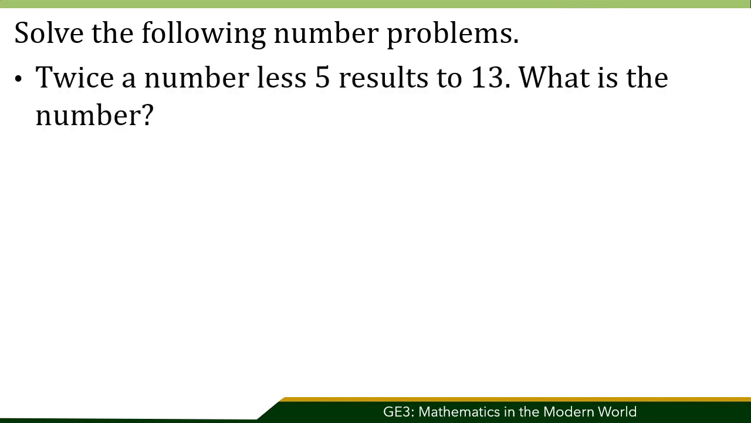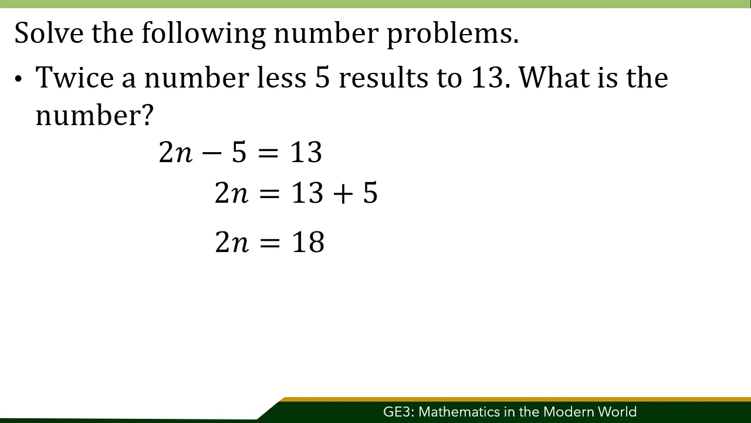Another example. Twice a number less 5 results to 13. What is the number? So twice a number, it could be 2n, then less 5, minus 5 equals 13. So transpose negative 5, that will be plus 5 on the right side of the equation. So this will be 2n equals 13 plus 5. 13 plus 5 is 18. So we have 2n equals 18. Divide both sides of the equation by 2. So we could have n equals 9. So that's the answer.